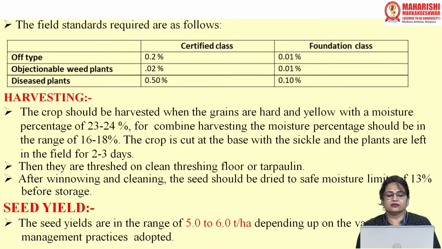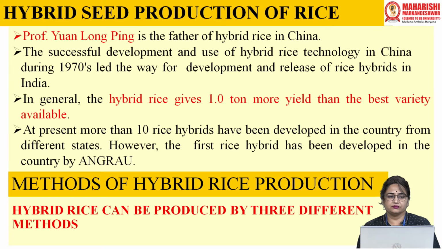Then seed yield: the yield is in the range of 5 to 6 tons per hectare, depending on the variety and the management practices adopted. Then hybrid seed production of rice: how can we produce hybrid rice? Professor Yuan Longping made the maximum contribution regarding hybrid rice, and that is why he is the father of hybrid rice in China.